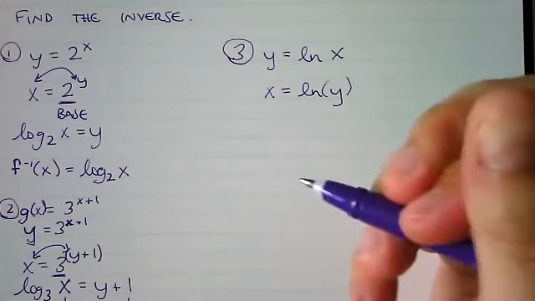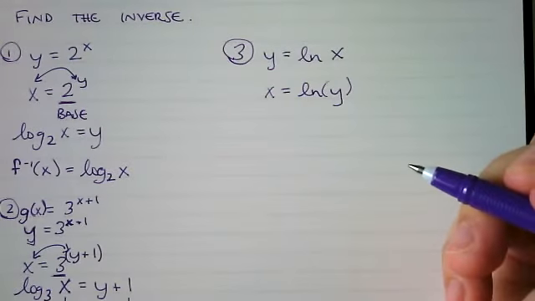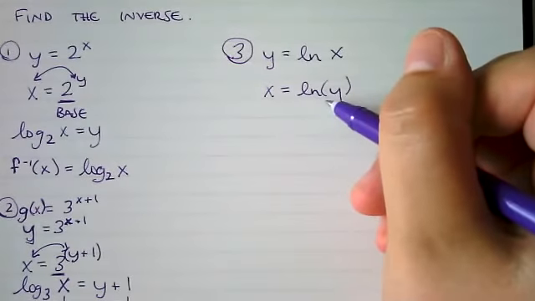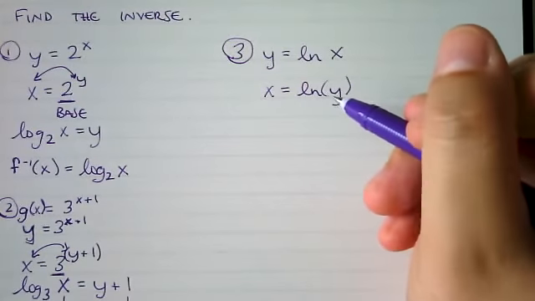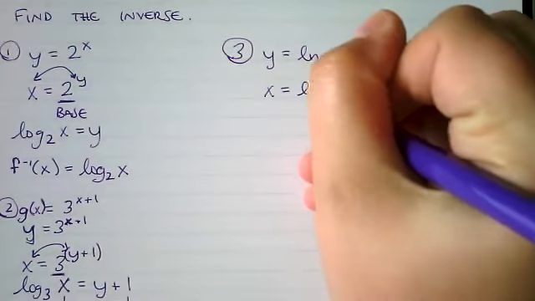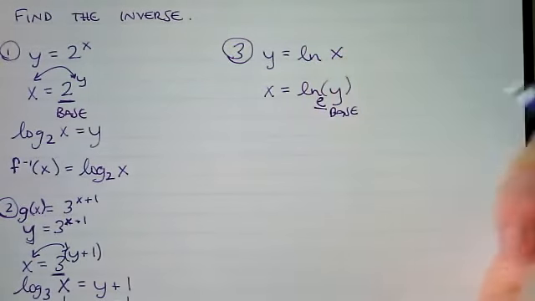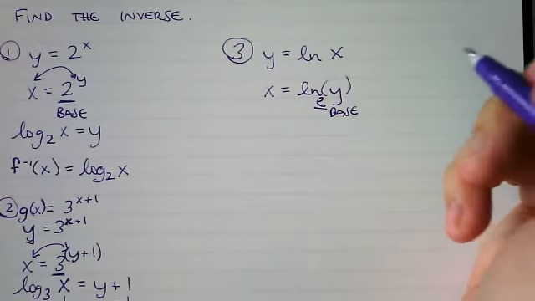So again, when you are switching, you need to make sure that you identify the base first. So here they don't really have a base written, but if you remember from day one, the base of the natural log is an e. So e is my base here. So now I'm writing it as an exponential.